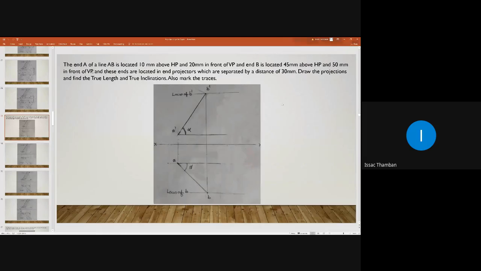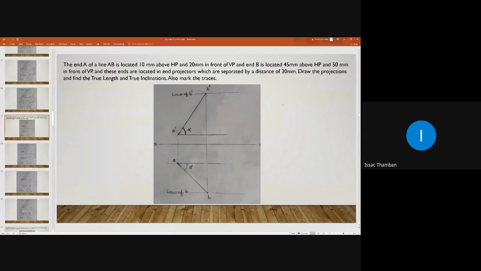So, what is the specialty? Neither in plan nor in elevation will you get the true length of line AB or its true inclination. After drawing the plan and elevation, you will get the apparent length and apparent inclinations of line AB. We have to find the true length and true inclination, and also you have to mark the traces. Now let us start the problem.